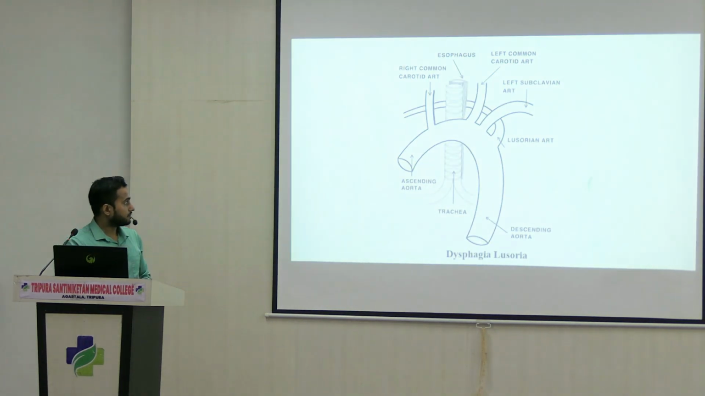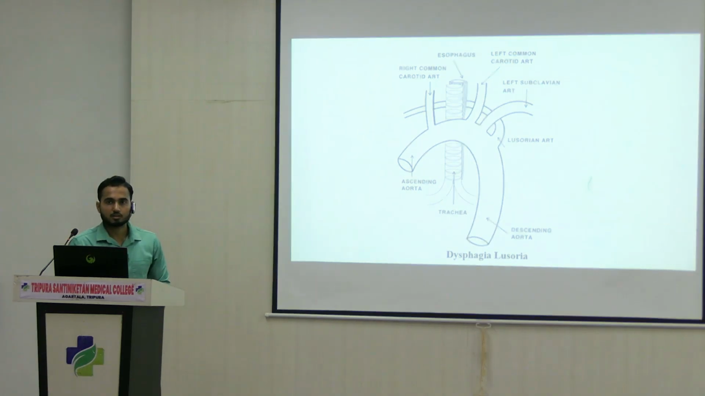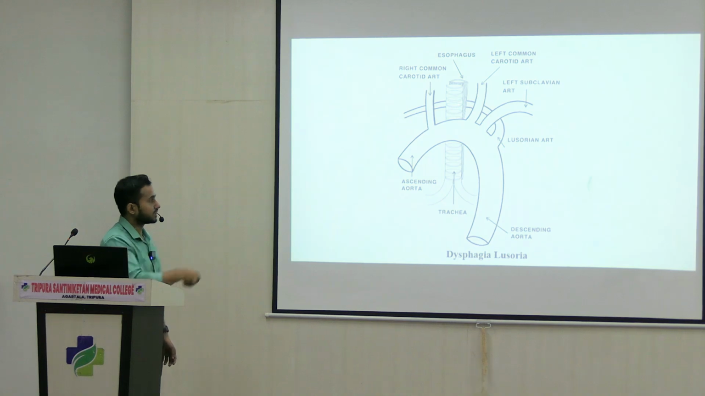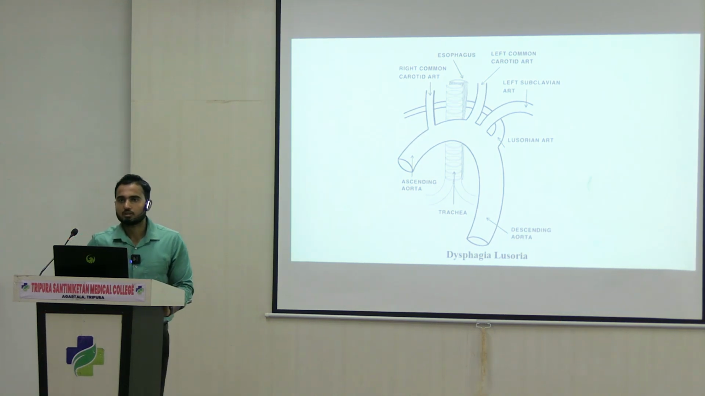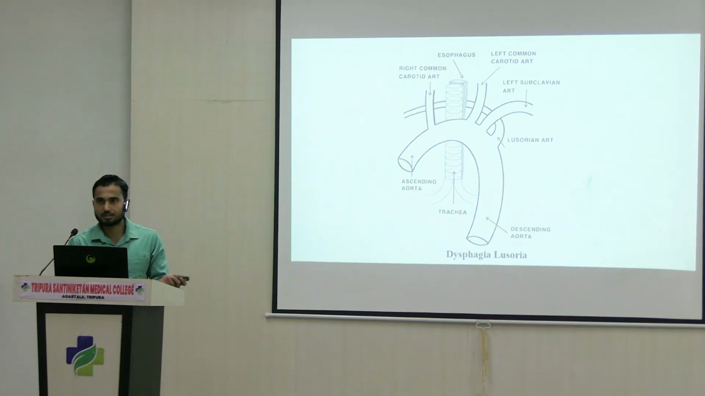Here you can see the diagram. This is the lusorian artery. This is the arch of aorta. Here you can see the esophagus. The right subclavian artery is arising from here, from the arch of aorta. When it goes to the right side, it compresses the esophagus. As a result, dysphagia occurs, and this is a congenital anomaly.